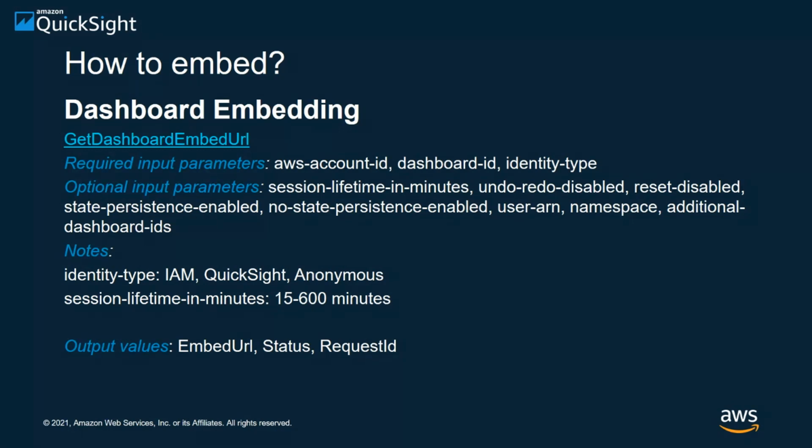And once you use this API, the output you will get is an embed URL, status, and request ID. The main part here is the embed URL, which you can take and embed into your iframe of your HTML. So this is how you are able to embed a dashboard that is interactive into your application.